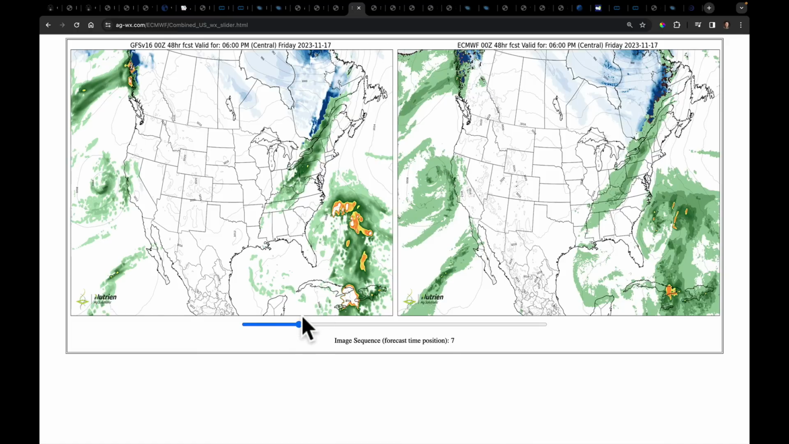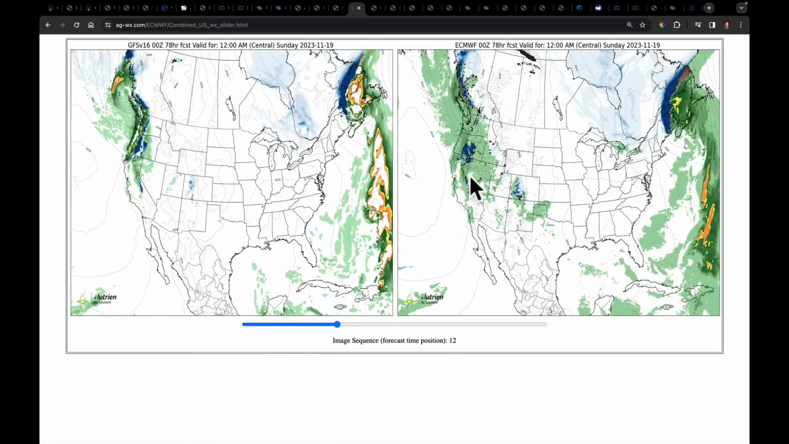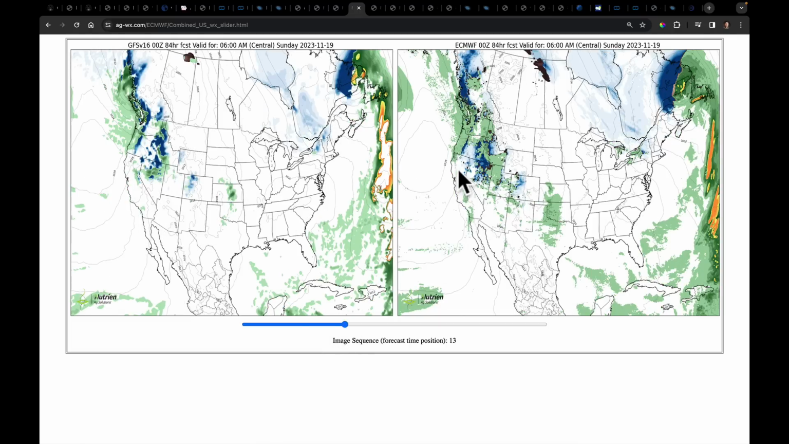This is on Friday evening, getting into Saturday, moving that one onshore. So finally getting this moisture into this area. It's in both forecast systems. We're looking at pretty widespread half-inch to maybe 1.25 inches across a big section of California out of this.